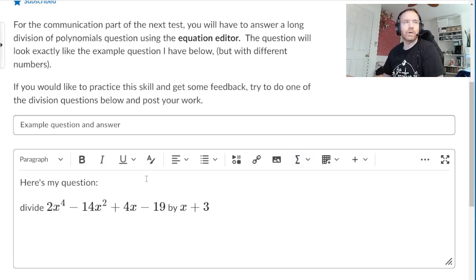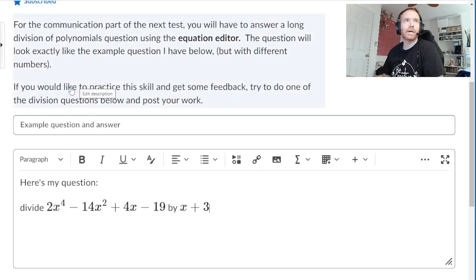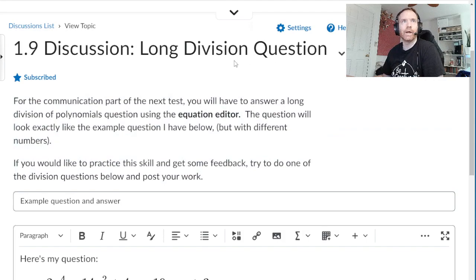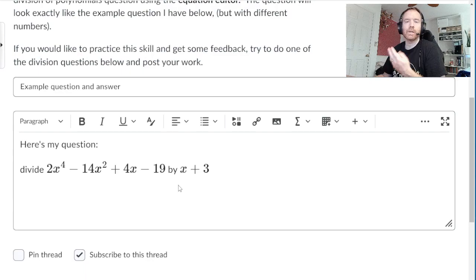And I wanted to give you the opportunity before we do that to post, if you want to practice this skill, then you could reply to this thread with your own answer. So when I'm done here, I'll make up, let's say 4 or 5 different options. And you could try a couple of them or just try one of them just to make sure you understand how the equation editor is going to work.